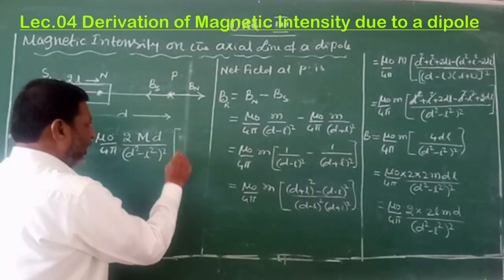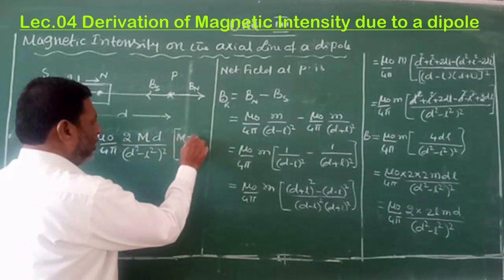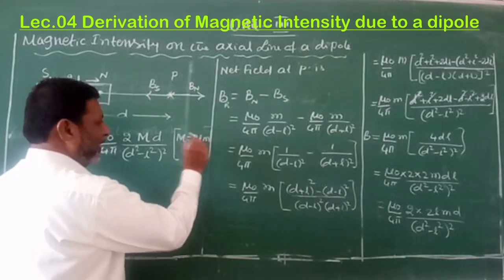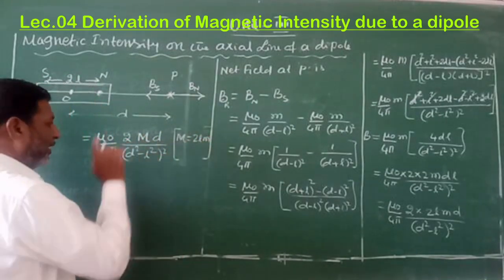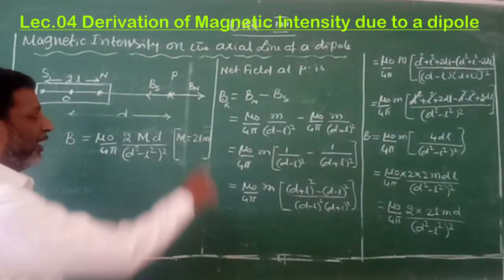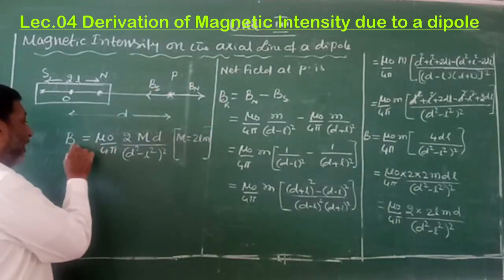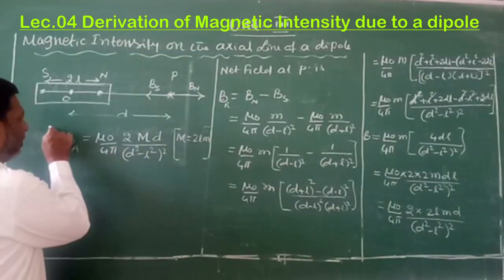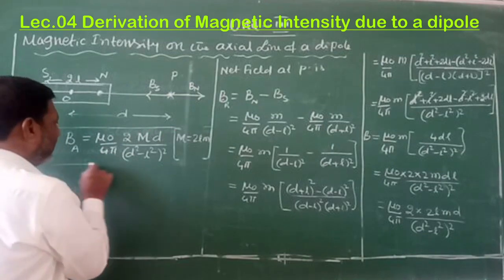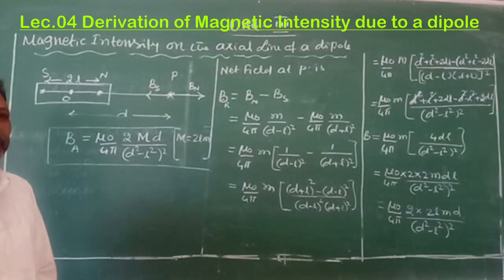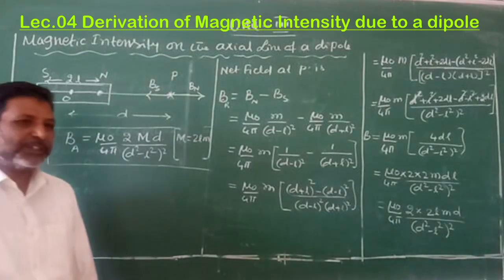You know that capital M is equal to 2L into m, that is the product of pole strength and magnetic length. 2L is the magnetic length. That is what I have written. This is the resultant magnetic field on the axial line, which we write as B_A. This was the formula of the magnetic intensity at any point on the axial line of a magnetic dipole.